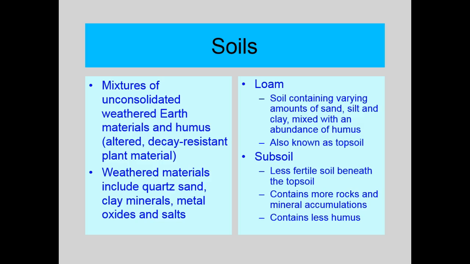Now they say it's also known as topsoil. That's not quite fair. You can have topsoil that is not loam, and you can have loam that's not topsoil. So I don't like that definition, also known as topsoil. This is the definition of loam: soil containing varying amounts of sand, silt, and clay mixed with an abundance of humus. That says it the best.